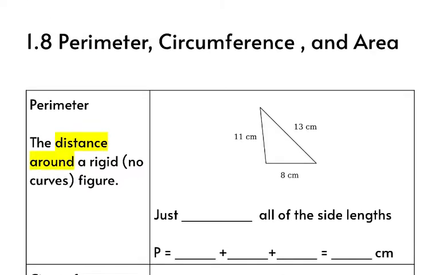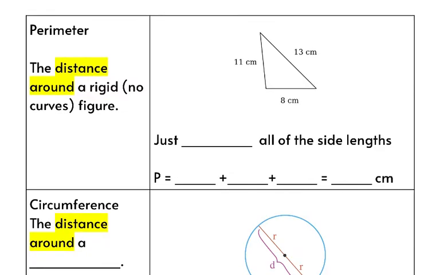This is our last section for the first chapter, and we're on 1.8. We're going to start a little bit of perimeter, circumference, and area. So perimeter is the distance around a rigid figure.